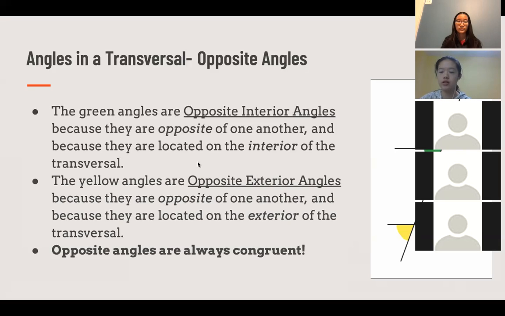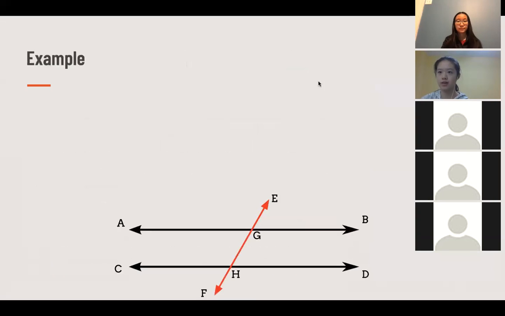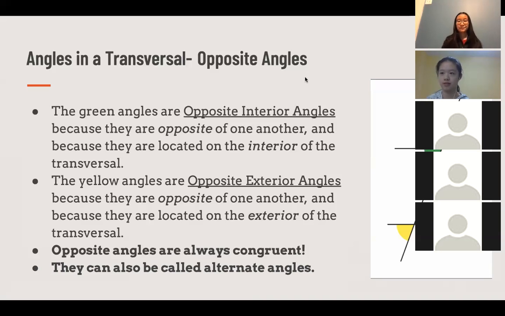And opposite angles are always congruent, just like the corresponding angles are always congruent. And another word for these angles is alternate angles. You may see alternate interior, alternate exterior, or you could see opposite interior, opposite exterior, but they're the same thing. And we can wait a moment for you to write that down.